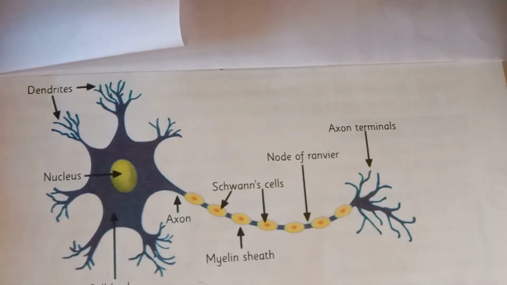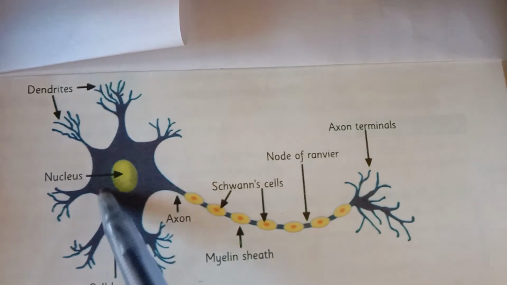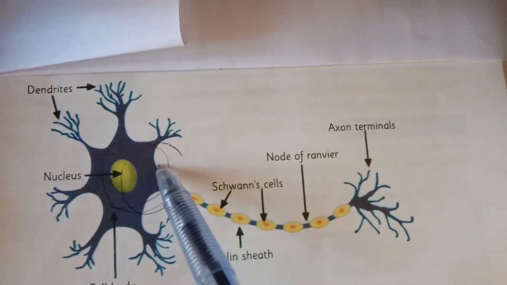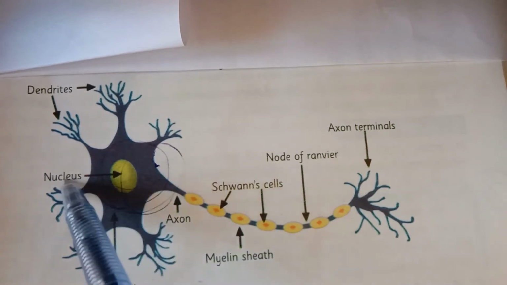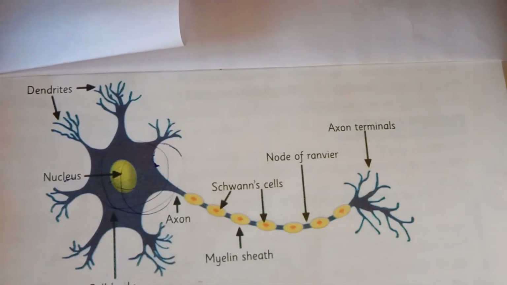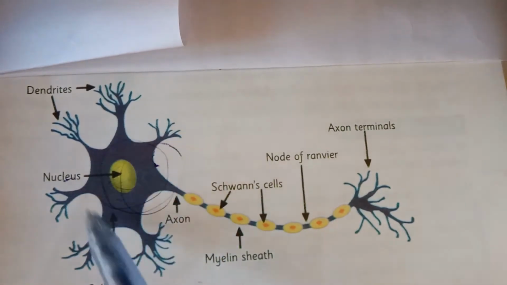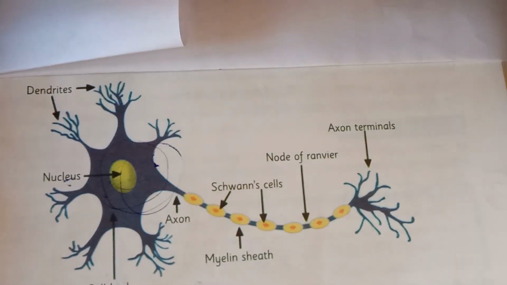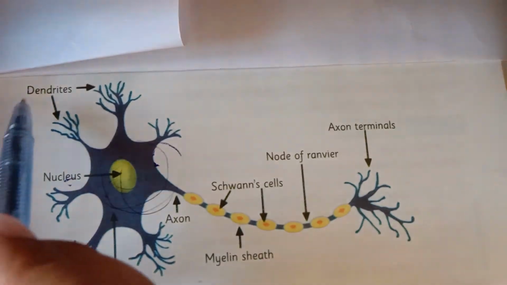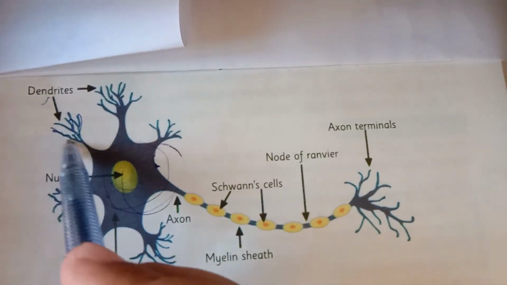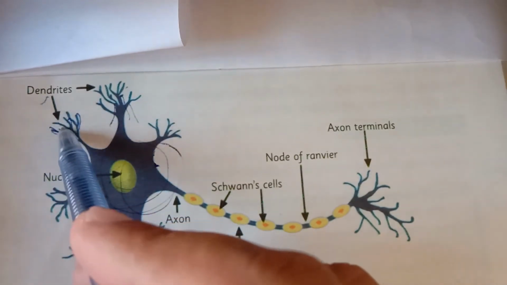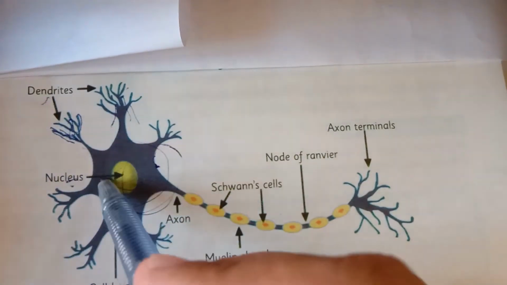This is the structure of a typical neuron. This is the cell body, the main body. The cell body consists of the nucleus, cytoplasm, and cell membrane. And the projections, the dendrites, are thread-like small structures that arise from the cell body, and they carry sensation or impulses to the cell body.